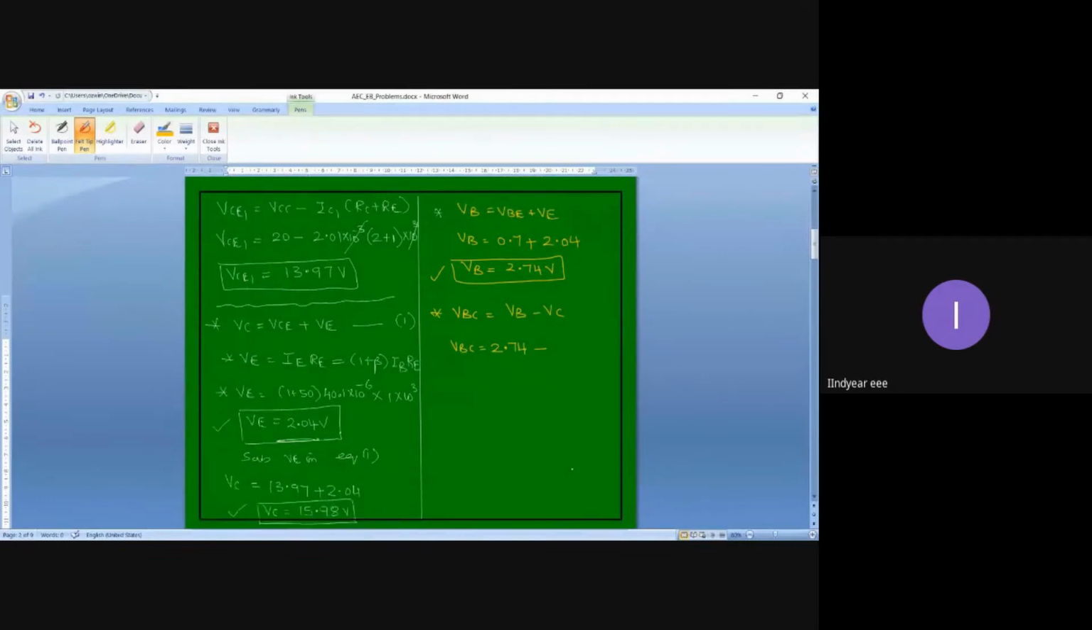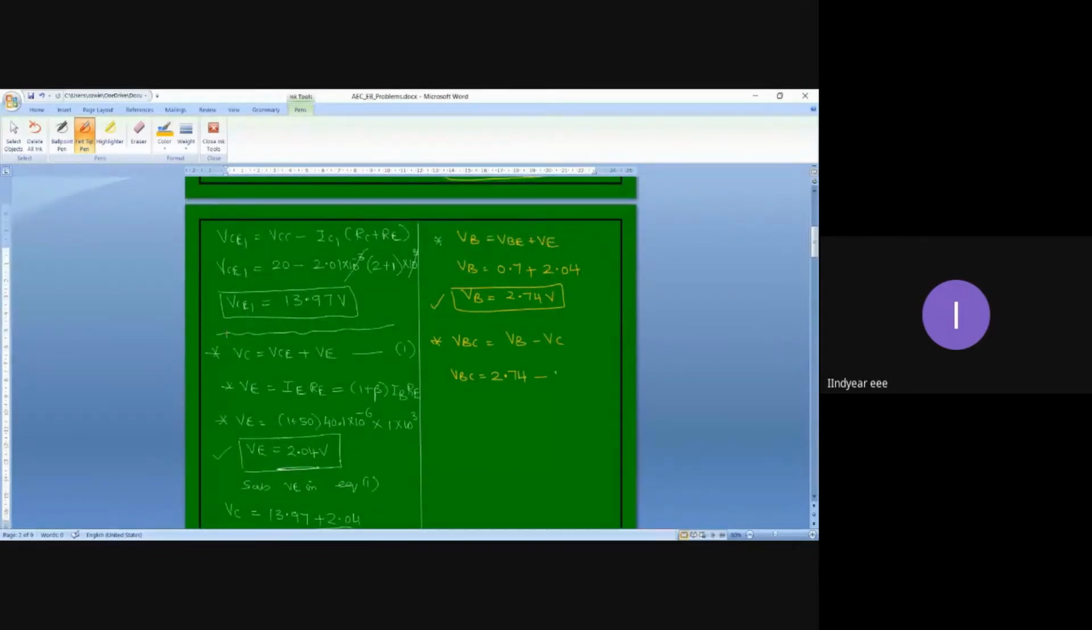VBC is equal to VB minus VC, that is 2.74 minus VC. How much did we get for VC? 15.98. So that gives VBC equal to minus 13.24. Okay, fine, so that's your VBC.